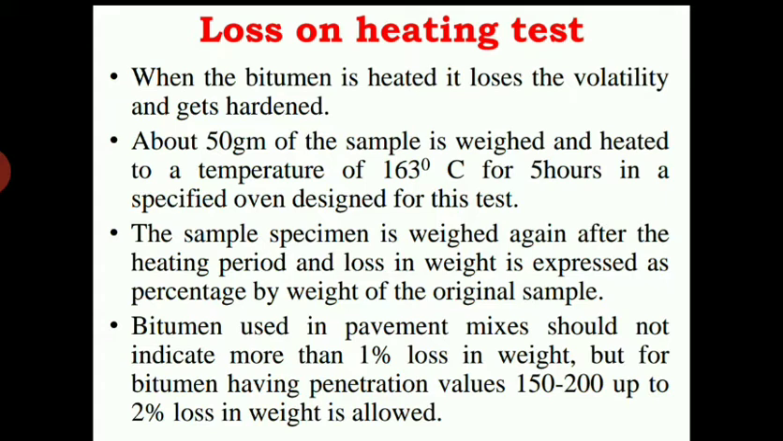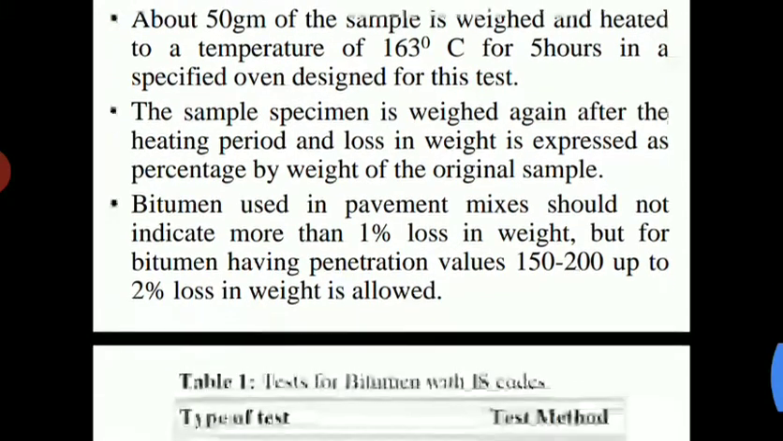The bitumen used in pavement mixes should not indicate more than 1% loss in weight, but for bitumen having penetration values 150 to 200, up to 2% loss of weight is allowed. If the penetration value is less than 150, only 1% loss in weight is permissible. But if the penetration value is 150 to 200, then 2% loss in weight is allowed.